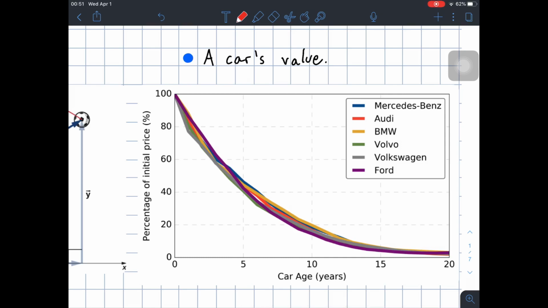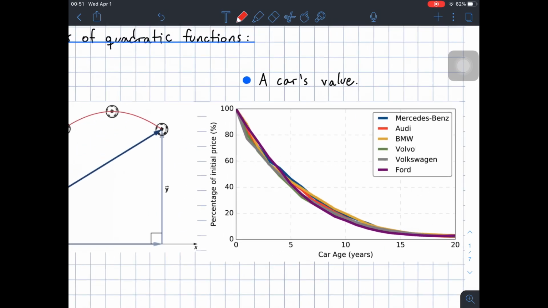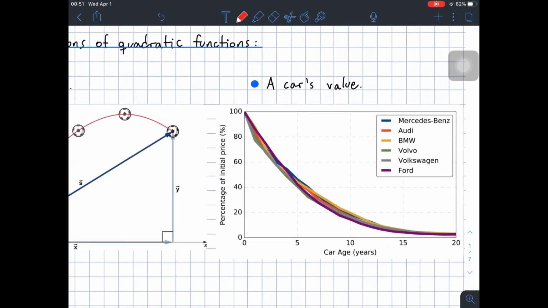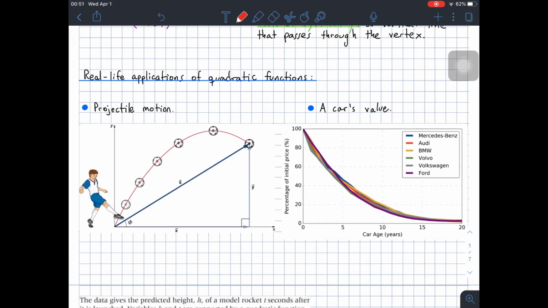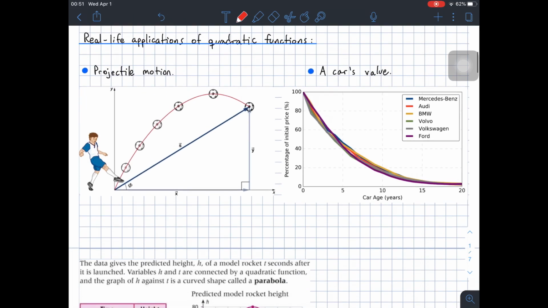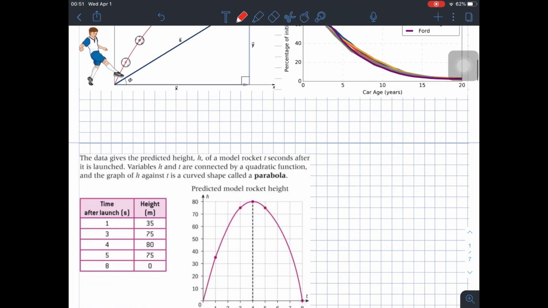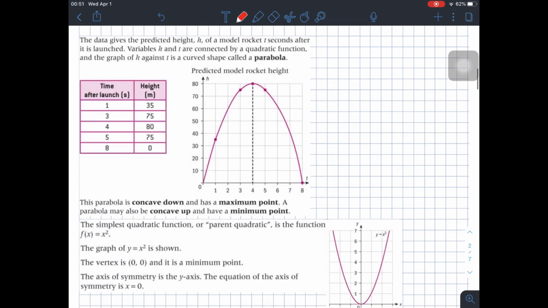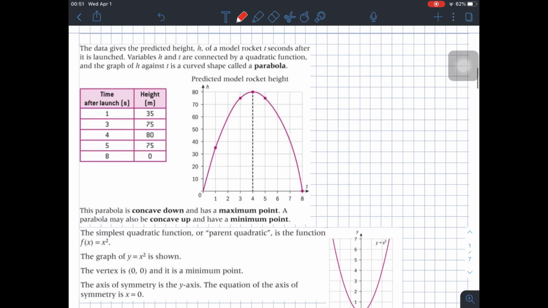If you see, this is half of a parabola, right? This is also a quadratic function if you want to see it that way, okay? So these are real-life applications of quadratic functions. You may think of other examples if you want, but these are the ones that I thought about for this class.